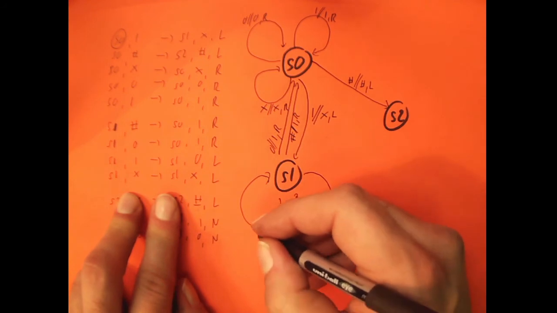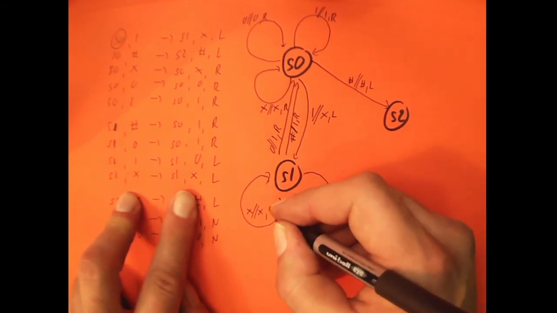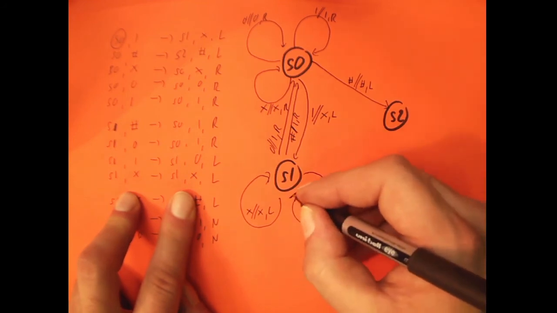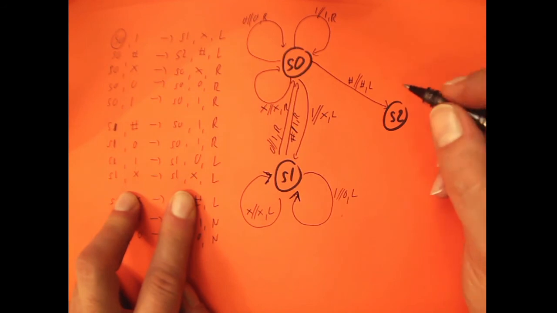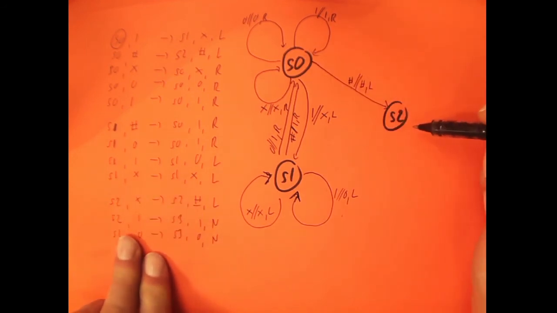And we read an x, write an x and go to the left. So these are our steps. And then we continue in state S2. So we have this situation.